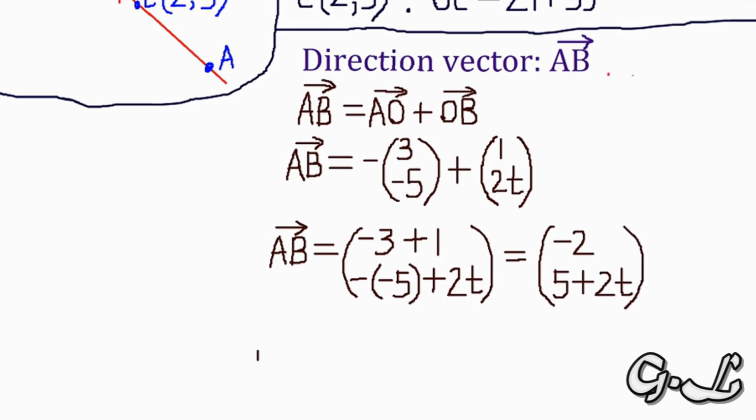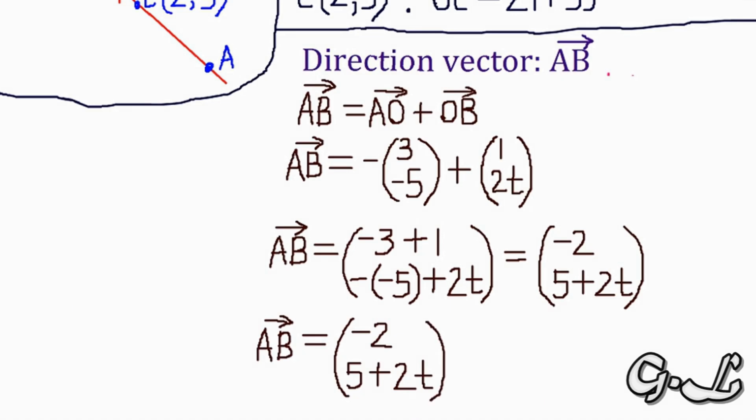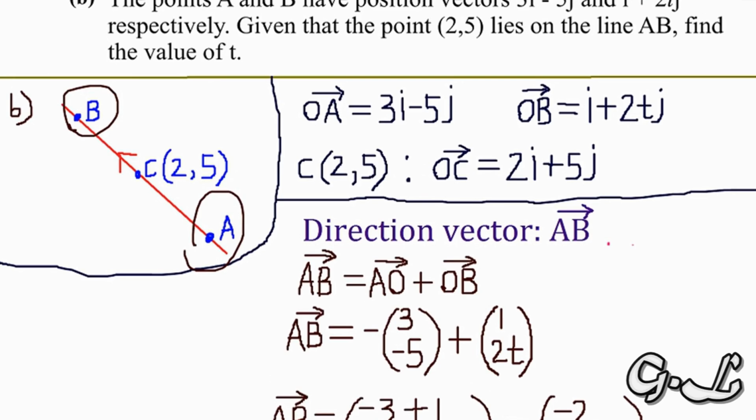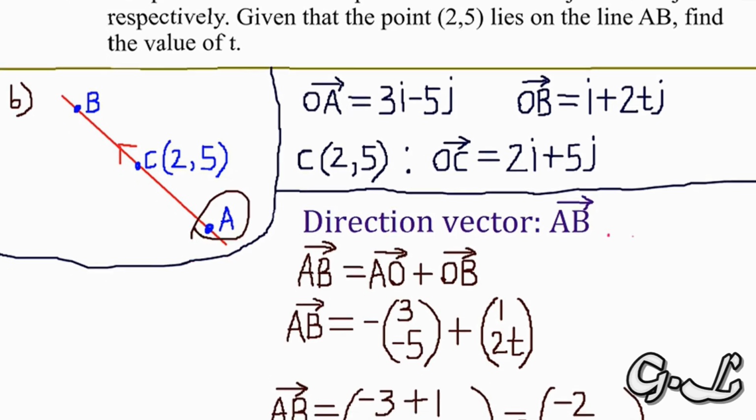So this is the direction vector AB. Just as we said, if you want, you can find the direction vector CB. But in this tutorial, we are finding the direction vector AB. So direction vector AB is equal to -2, and then down there we have 5 plus 2t. That is what we have there. So we have the direction vector from A to B. That is what we have found.